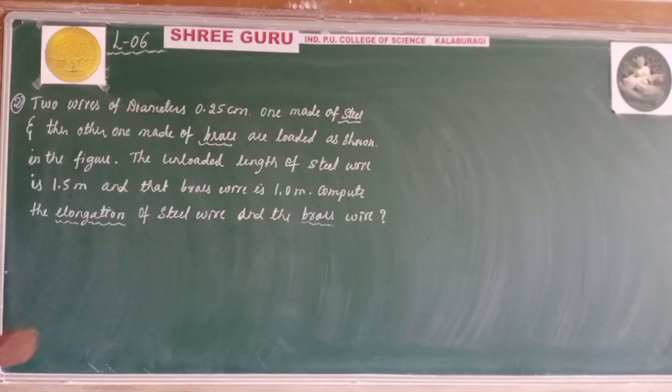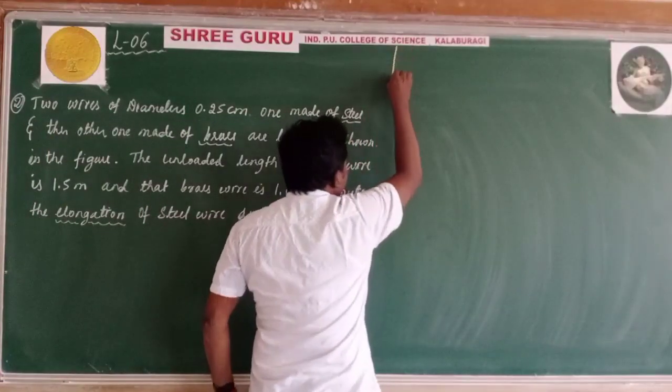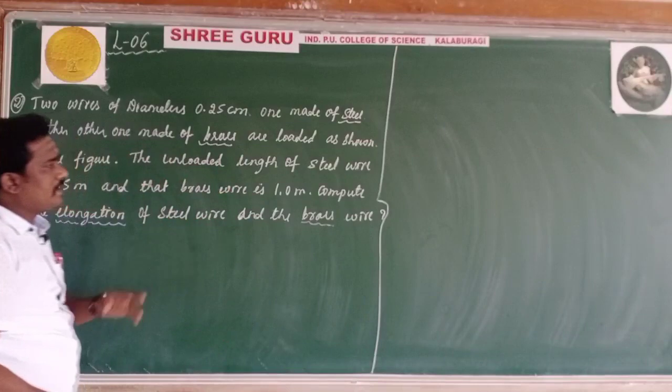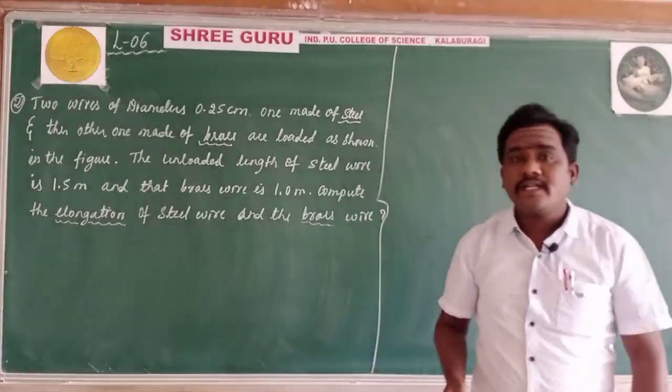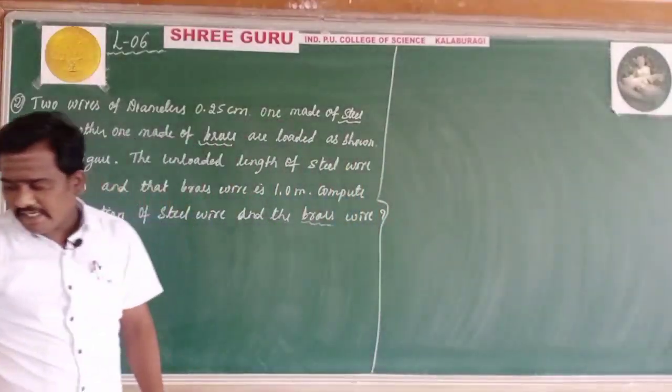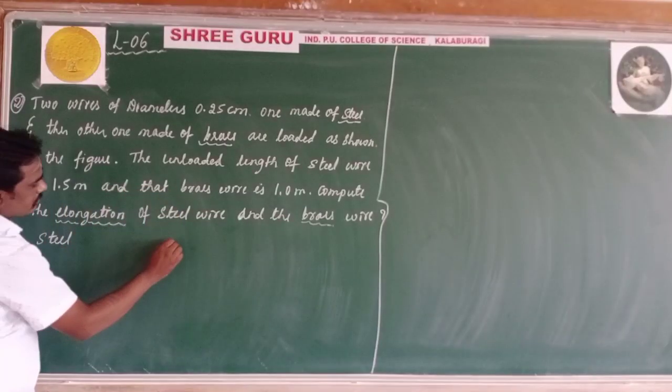Listen here, they mentioned the diameter. Before solving the numericals, you should mention the given values very clearly, and this is the first step. Write the given values separately and clearly. If you know the given values, then it is very easy to solve the numericals. Two wires: the first one is steel. Why do they always mention steel? Because we know that steel is more elastic than all other substances. Second one is brass.